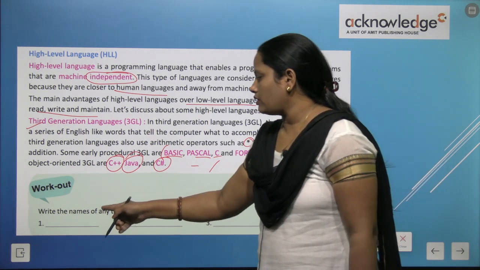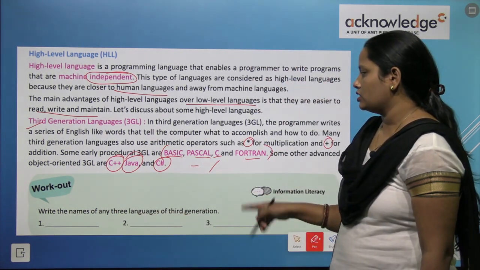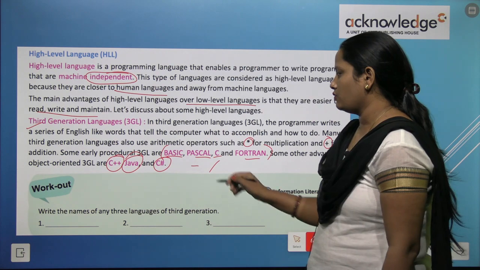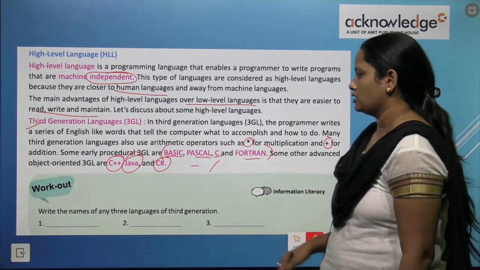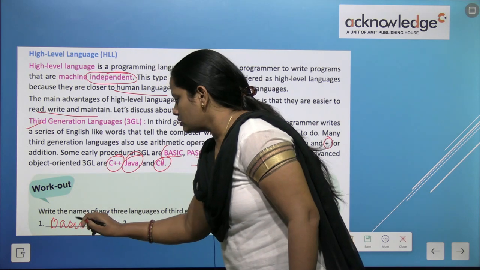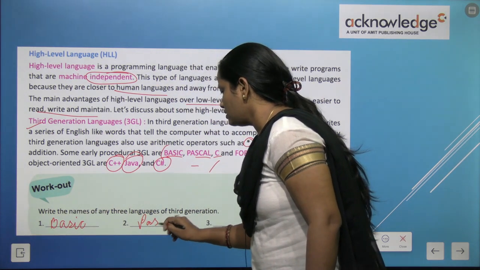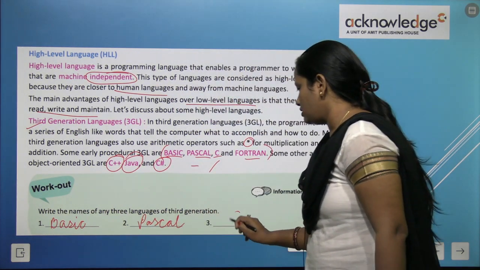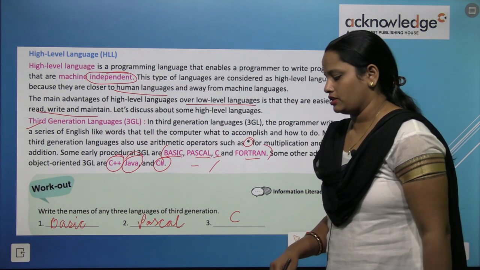Here the question is given: write the name of any 3 languages of the third generation. So here in the third generation, we can write Basic, Pascal and C. We can write all these 3 in this.